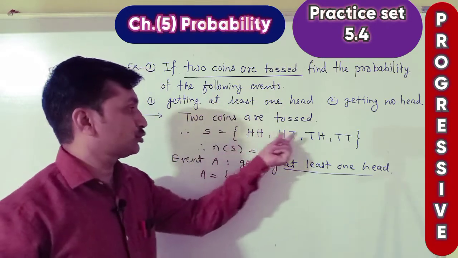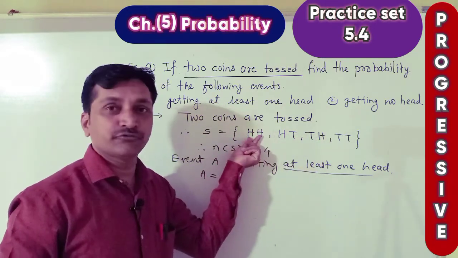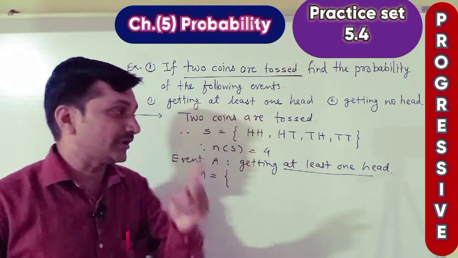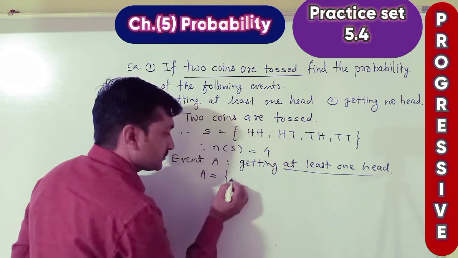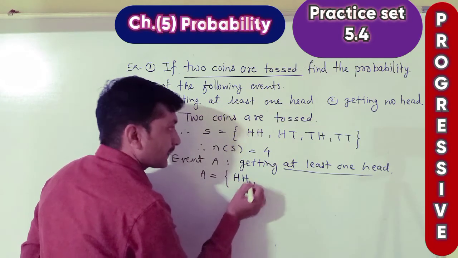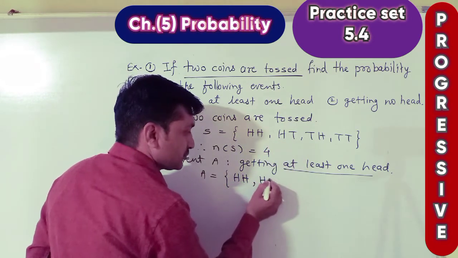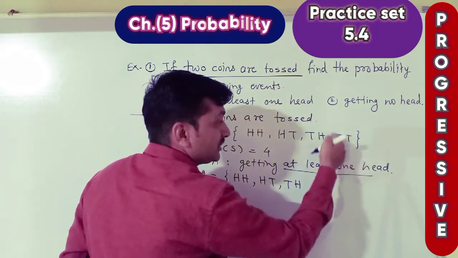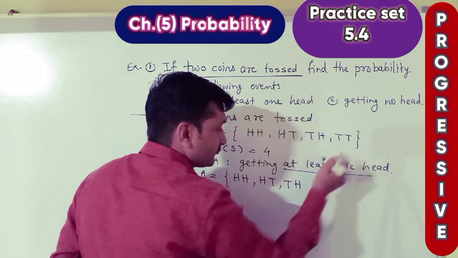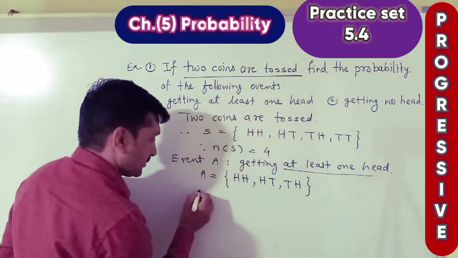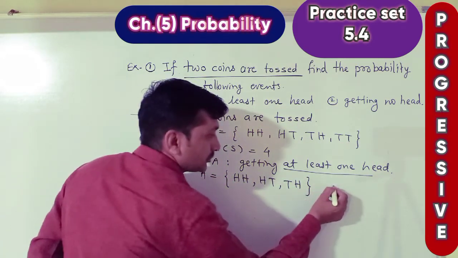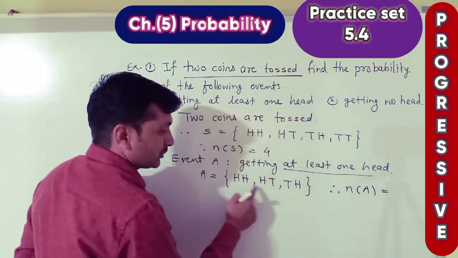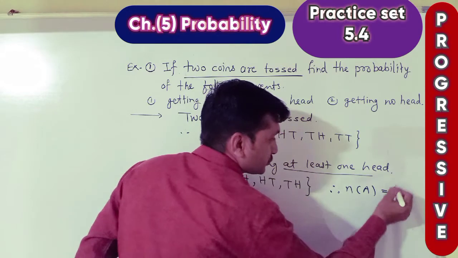In this group there are two. We want at least one head, maximum two heads. Maximum two heads we can write HH. At least one, minimum one, HT we can write. We want minimum one head, at least one. Here no head, that's why we cannot take TT, closed. Therefore the number of A, how many? 1, 2, 3. Number of A is equal to 3.